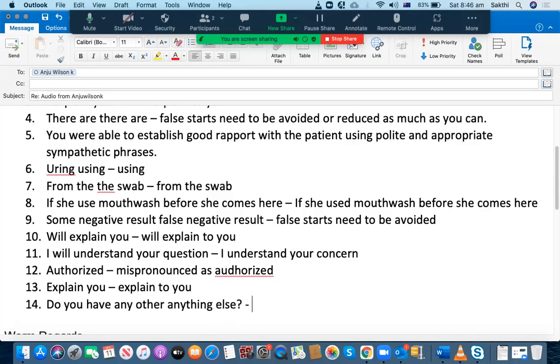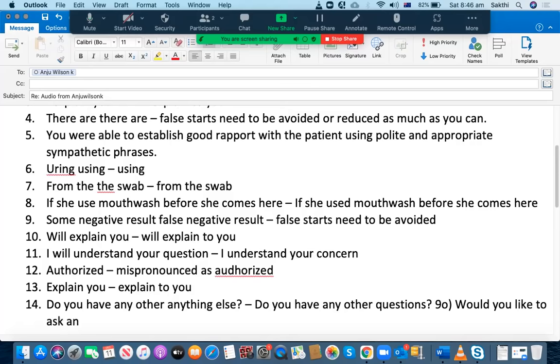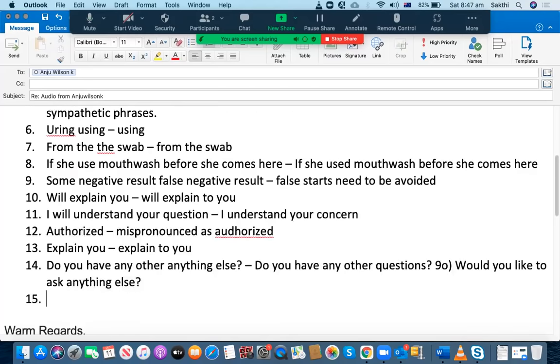It's better to use the words properly and finish one sentence fully. Let's speak only complete sentences rather than incomplete ones and then going back and starting again from the beginning or from a particular phrase, using synonyms once again. That's not good. So, do you have any other questions? That's it. Finished. Or you can say, would you like to ask anything else?